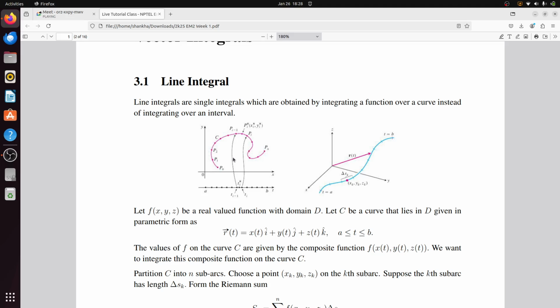If you have a force vector and take the line integral, for example you have a particle and you are pushing this particle from p0 up to pn, applying some force on it, then your work done will be the line integration over the curve using the force vector. So that will be your work done. Clear?